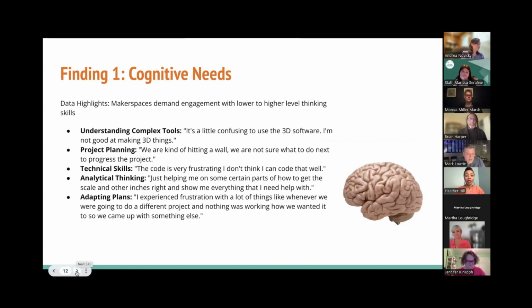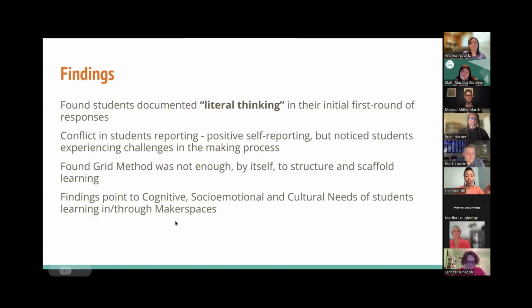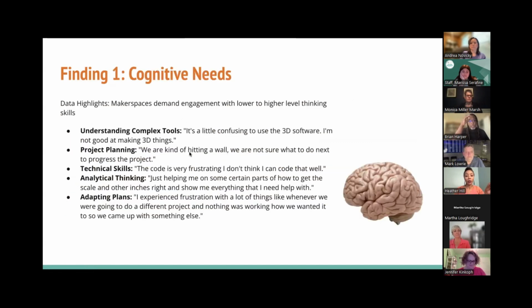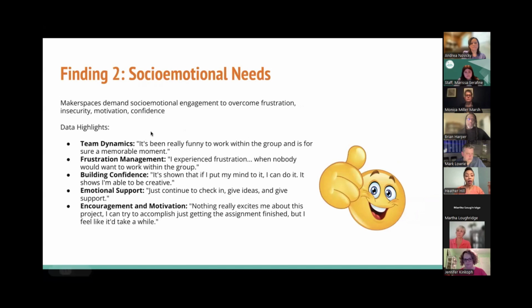And the data, really, their responses pointed to cognitive needs, socio-emotional needs, and also cultural needs. Students gave us an understanding that they need support engaging across those lower to higher order thinking tasks, and we need to support those different cognitive tasks, particularly as they increase to the level of creating something. But they also spoke to some socio-emotional needs. They need support and scaffolding to overcome frustration, insecurity, and confidence, right? Disconnection and detachment from projects that may not be something they necessarily want to do.